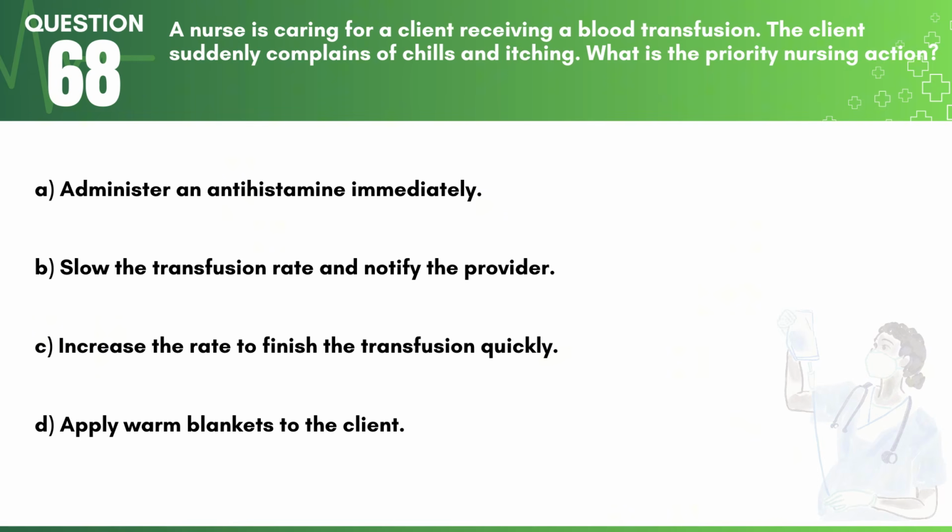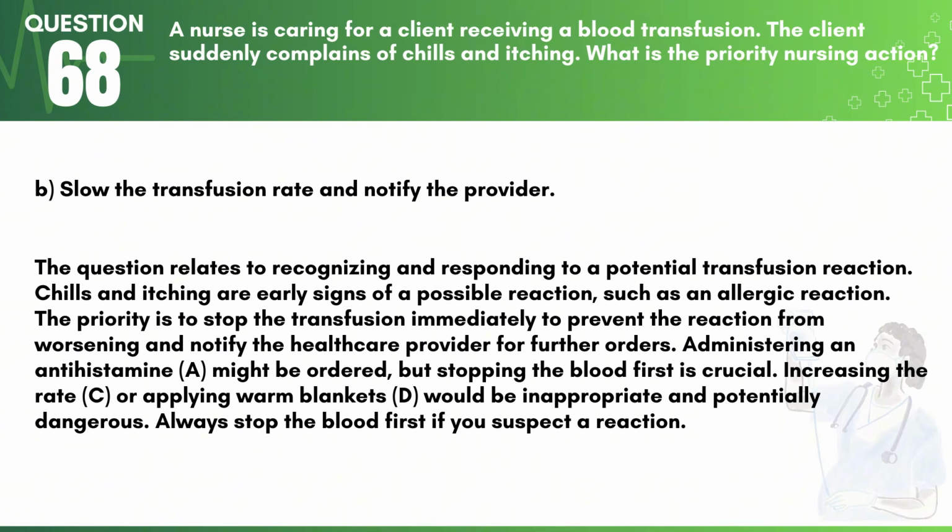Question 68. A nurse is caring for a client receiving a blood transfusion. The client suddenly complains of chills and itching. What is the priority nursing action? A. Administer an antihistamine immediately. B. Slow the transfusion rate and notify the provider. C. Increase the rate to finish the transfusion quickly. D. Apply warm blankets to the client. Answer: B. Slow the transfusion rate and notify the provider.